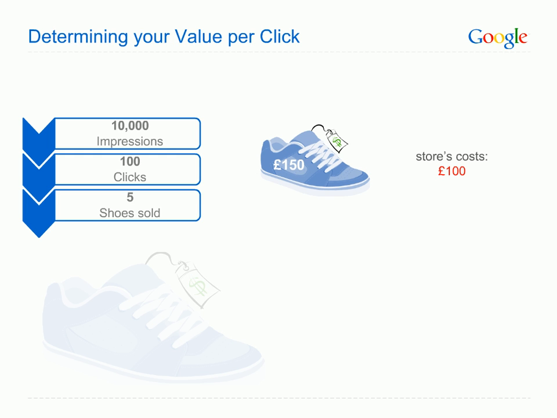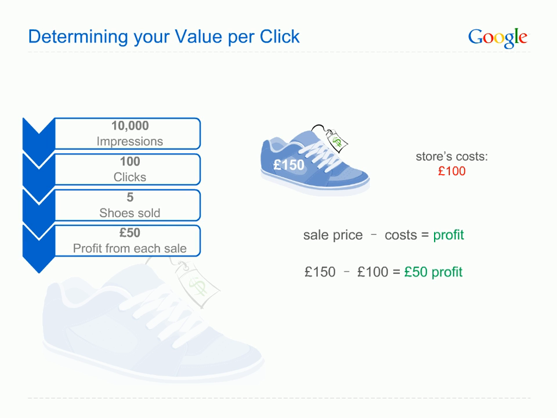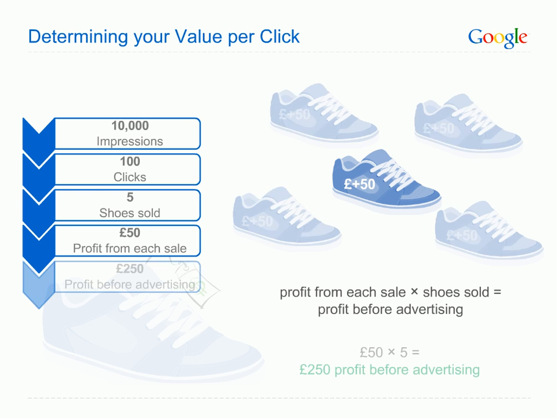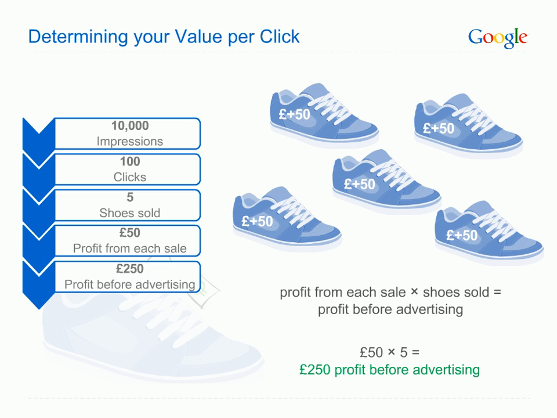Now we make £150 from each shoe sale, and each shoe costs us £100. To calculate the profit, we will subtract our costs from the sale price. £150 minus £100 equals £50, so our profit from each sale is £50 before advertising costs. Now, to calculate our total profit before advertising, we simply multiply the profit from each sale by the number of shoes sold. So, with the 5 shoes sold and £50 in profit per shoe, we've earned £250 in profit before advertising costs.